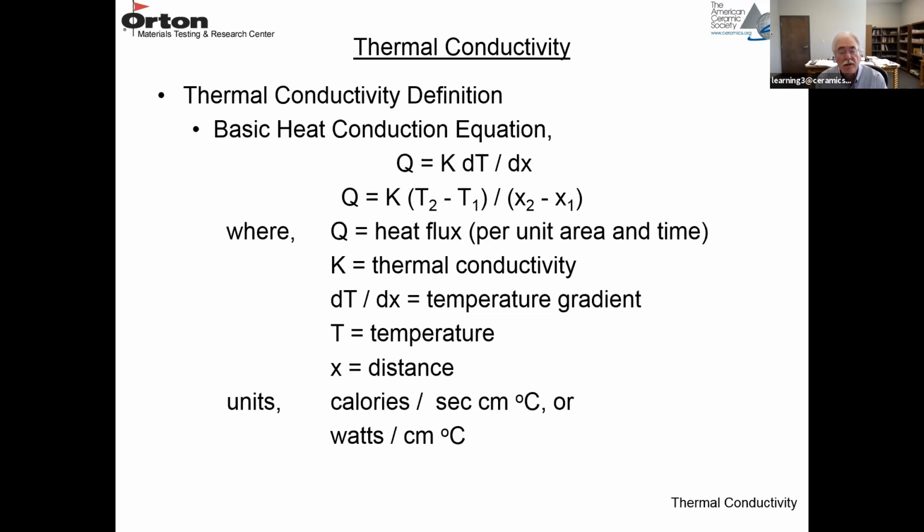So if you're measuring heat flow through a furnace wall, you have a thermal gradient, dT/dx. You have a hot and a cold face temperature, a certain thickness. You know the conductivity K, you can calculate the heat flow Q. The units for conductivity are a little strange: calories per second centimeter degree C, or watts per centimeter degree C.